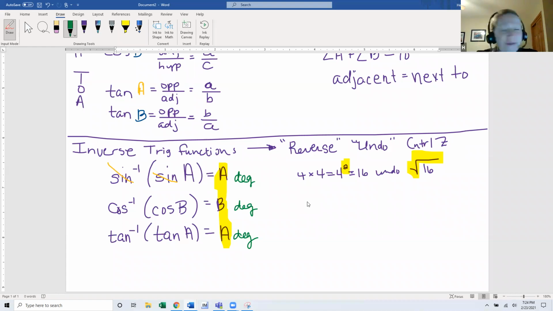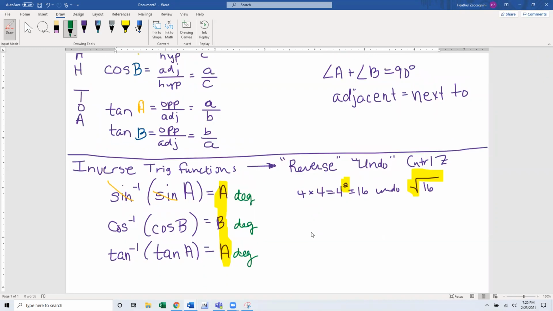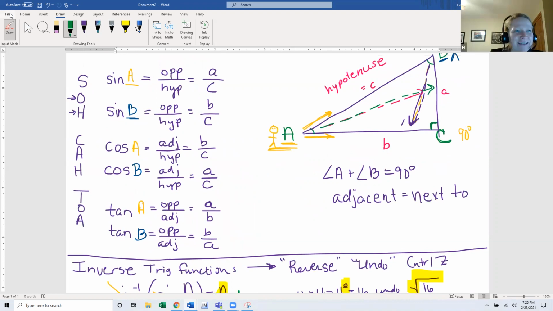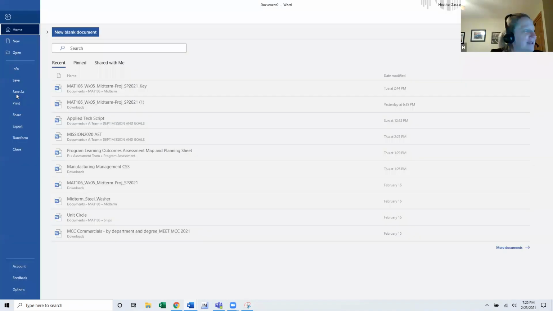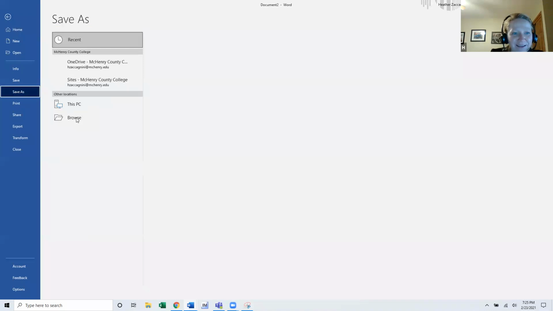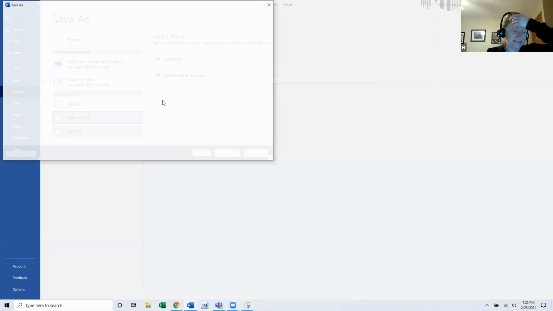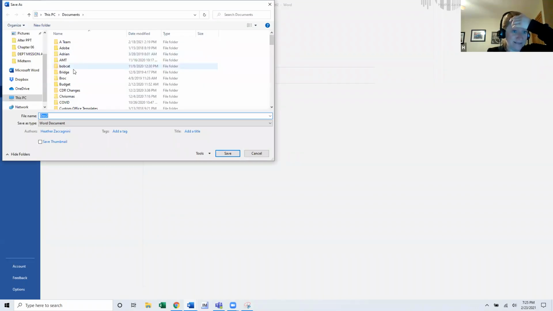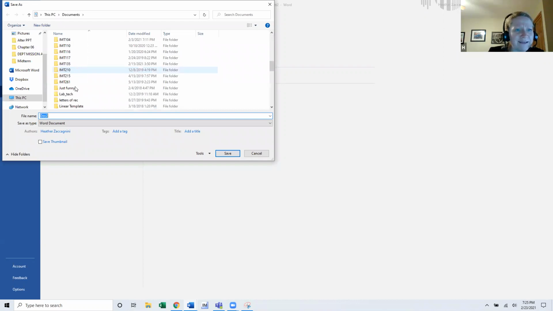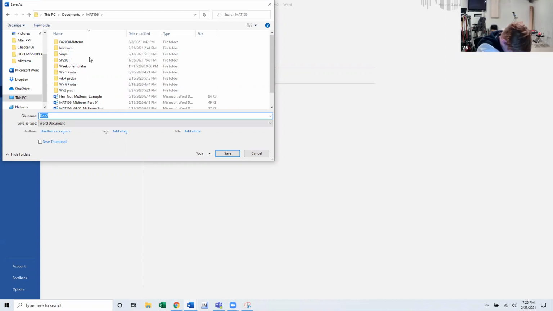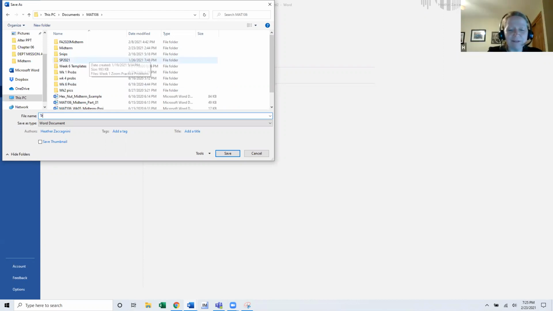Shall we do a couple problems? Might as well. Sure, let's do it, right? Okay, I'm going to save this so that if something traumatic happens, I don't have to recreate it. You should name it. I'm going to call it the Trig Toolbox.